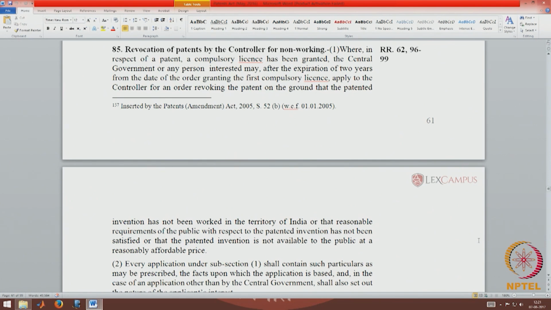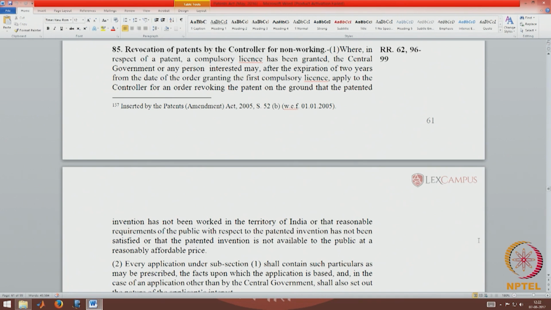The central government or any person interested may, after the expiration of 2 years from the date of ordering the grant of the first compulsory license, apply to the controller for an order revoking the patent on the ground that the patented invention has not been worked in the territory of India, or that the reasonable requirements of the public with respect of the patented invention have not been satisfied, or that the patented invention is not available to the public at a reasonably affordable price.